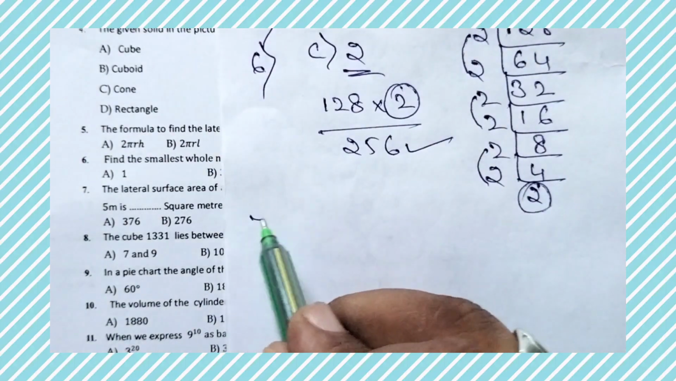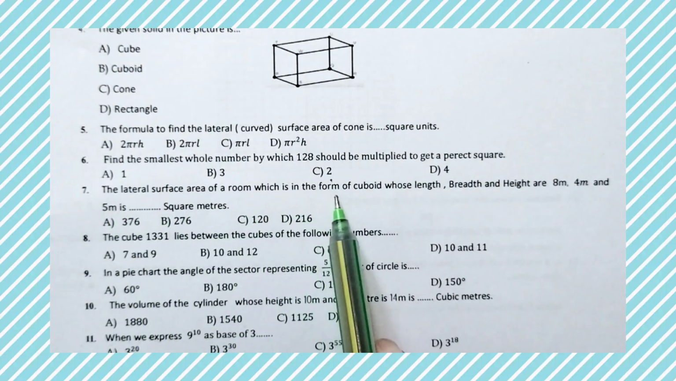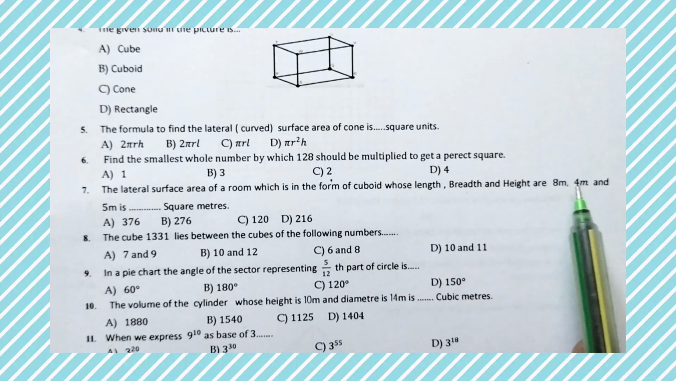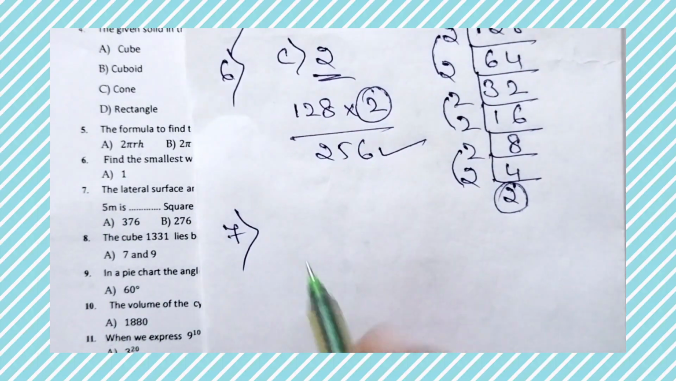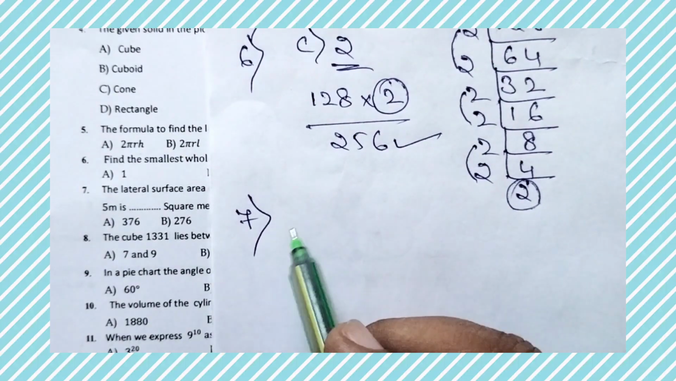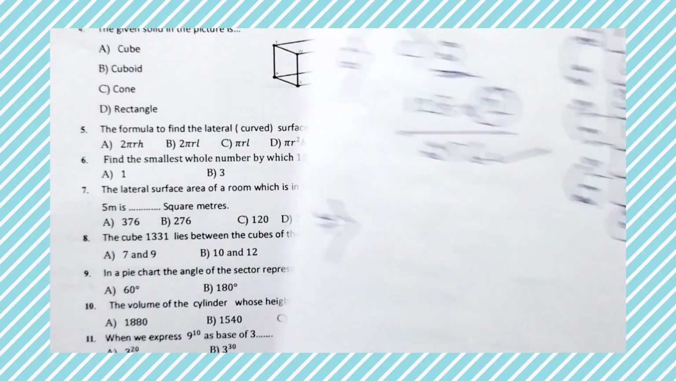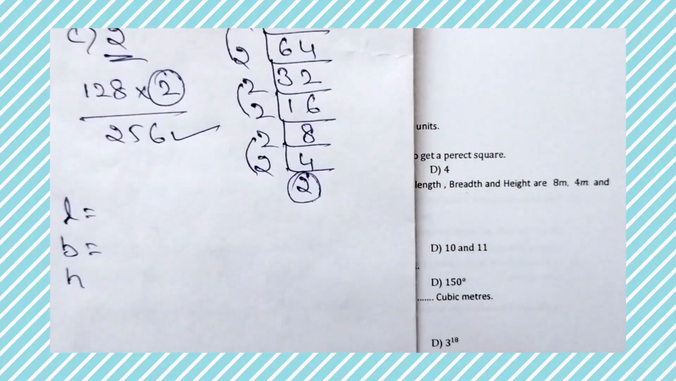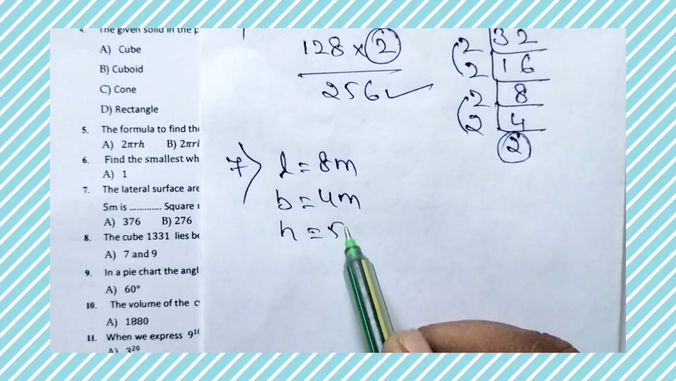Now let us move to the seventh question. What is there in the seventh question? The lateral surface area of a room in the form of a cuboid whose length, breadth and height are 8 meter, 4 meter and 5 meter is asked. So now let us find out the lateral surface area. Length is given as 8 meter, breadth is given as 4 meter and height is given as 5 meter.